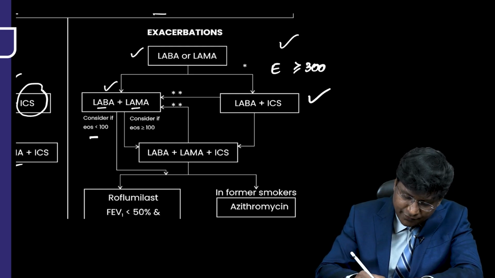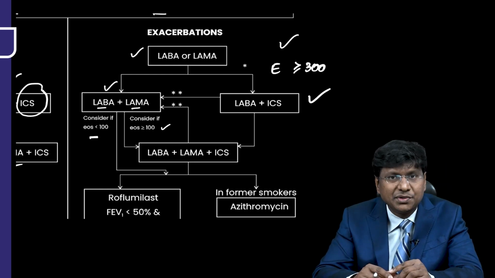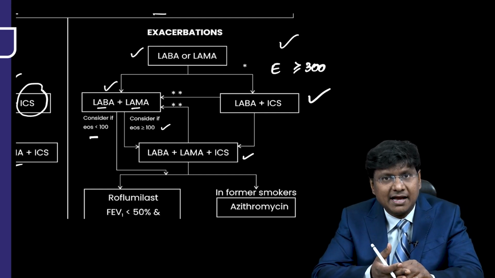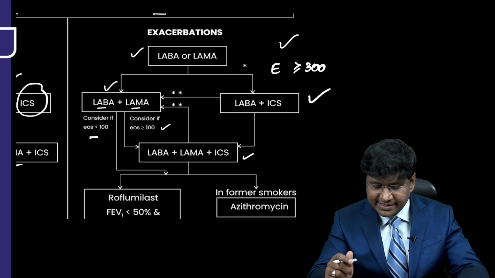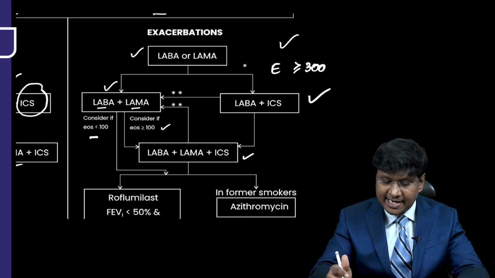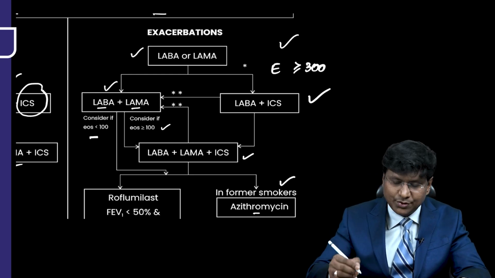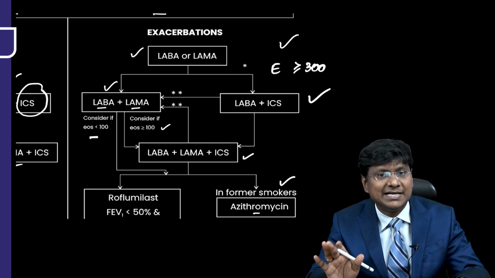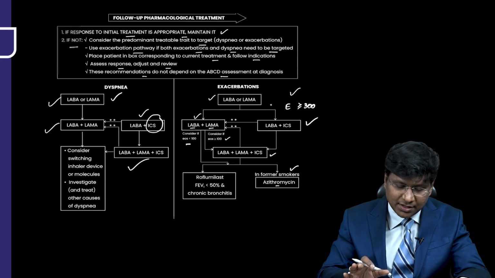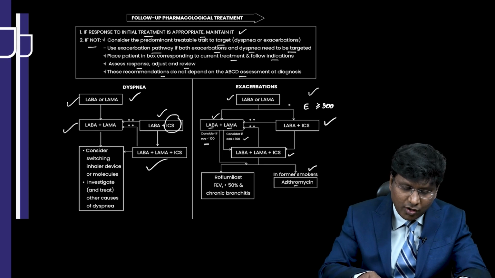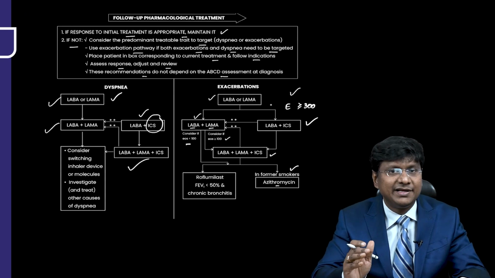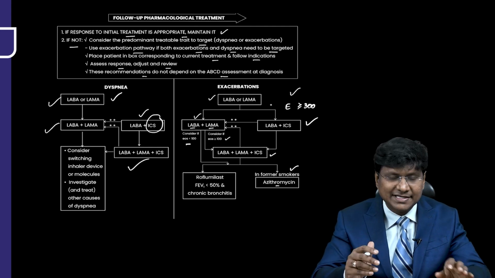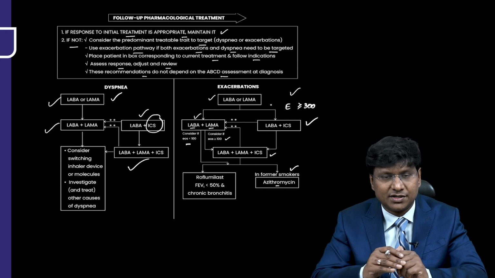But if the eosinophil count is more than or equal to 100, then you need to give a triple combination therapy, that is LABA, LAMA, as well as the inhaled corticosteroid therapy. And if the individual is a smoker, then you need to add azithromycin, right? So this is about the follow-up pharmacological treatment in a case of the dyspnea as well as the exacerbations. And the next important topic is the role of oxygen.